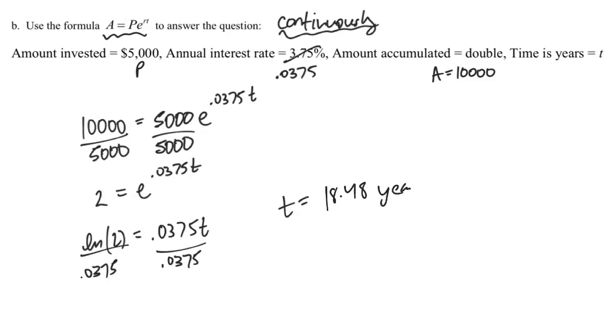18.48 years. Okay, that'll do it for section 3.5 and exponential equations.